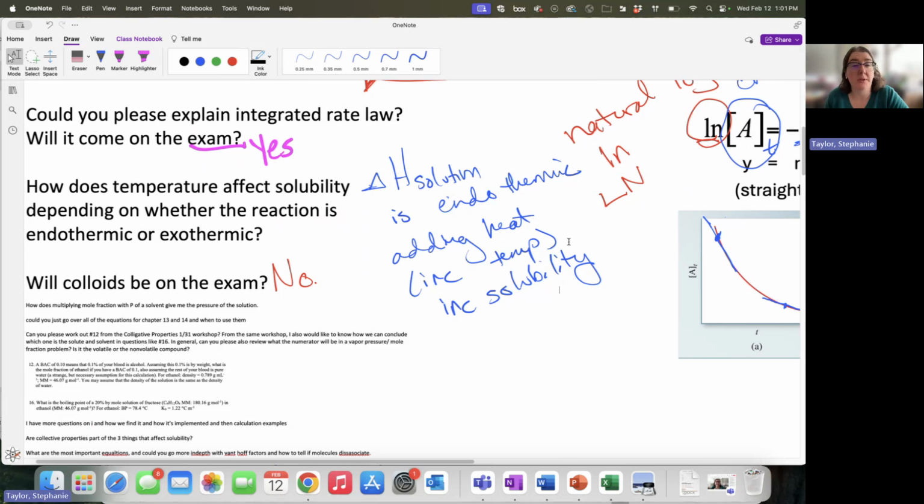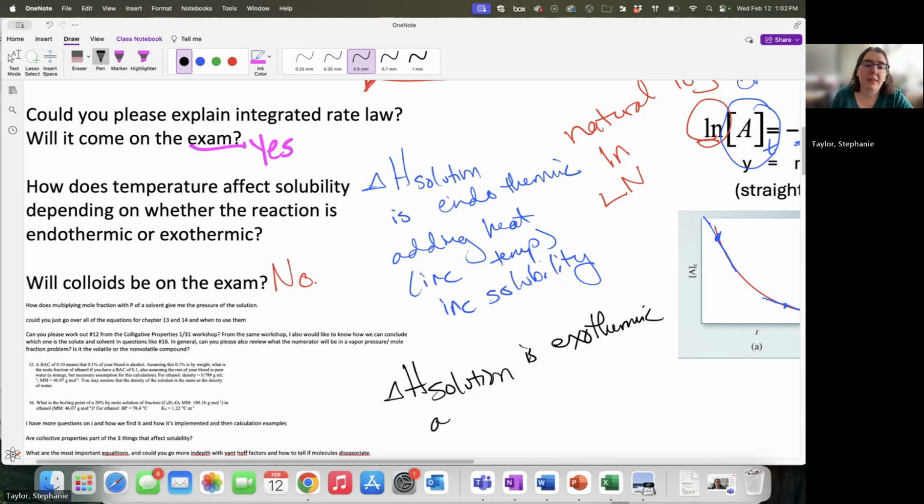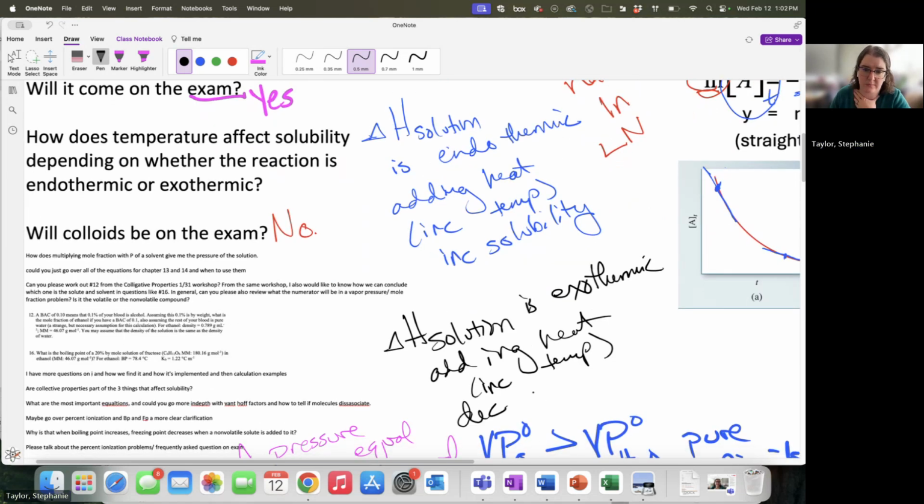A physical example of this is something like sugar in water, where when you try to get sugar to dissolve in water, it does dissolve, but if you heat that up, it'll dissolve much faster. And you can get more of it to dissolve as well. So if the overall heat of solution is endothermic, adding heat will increase the solubility. If we're talking about a delta H of solution that is exothermic, then adding heat, that is increasing the temperature, will decrease solubility.